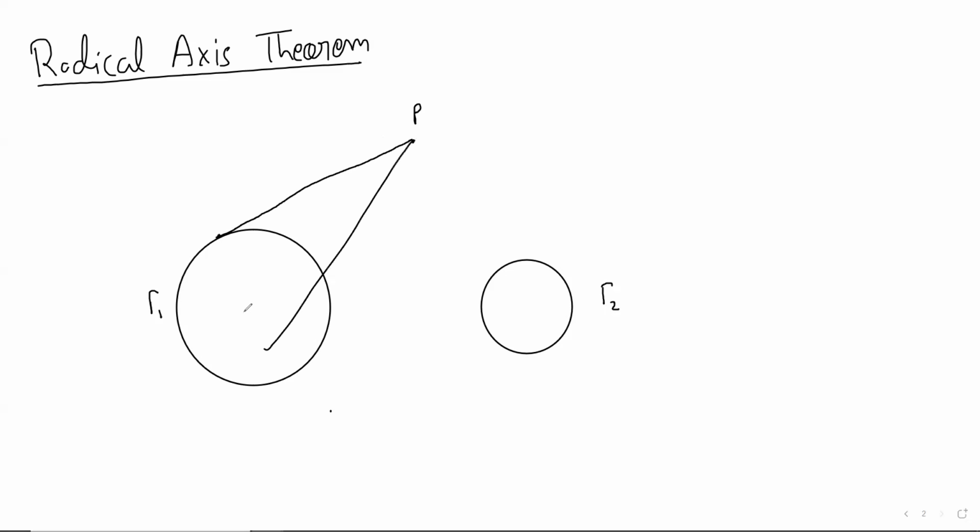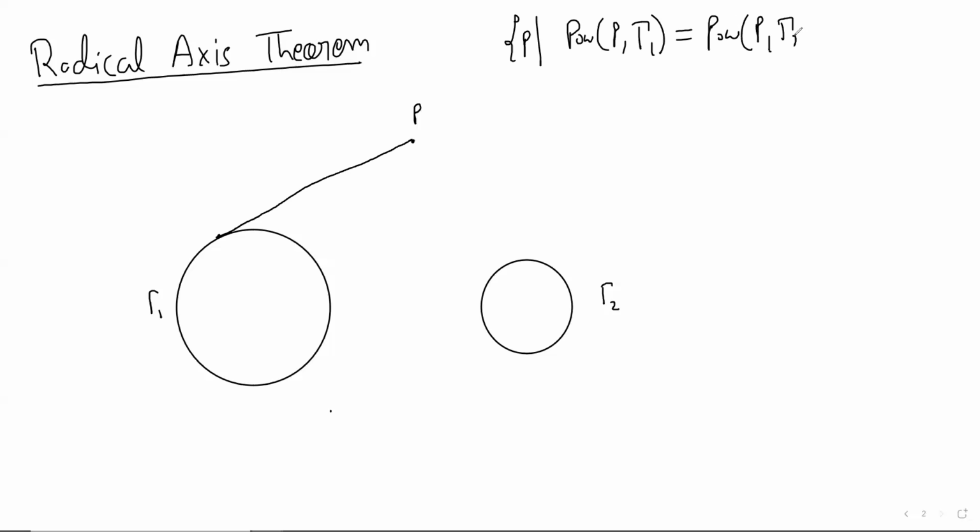I mean, you understand that, but we are interested in those points P. So we are interested in the set of P such that the power of P with respect to gamma 1 is equal to the power of P with respect to gamma 2. It's a very simple thing. It just means that the length of the tangent from P to gamma 1 is equal to the length of the tangent from P to gamma 2. That's all I'm saying. It's nothing complicated. Right? We are interested in these points.